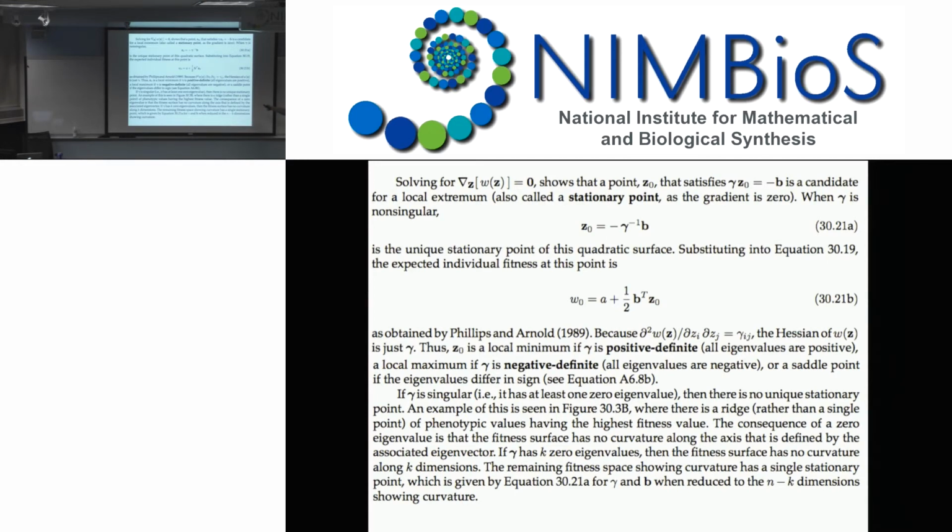And it depends upon the eigenvalues of this matrix here. If all the eigenvalues are positive, and just to remind you again, eigenvalues: I've got gamma times E equals lambda times E. So that's a matrix. If I have a direction, a vector, and I multiply it by the matrix, what I get out is a vector pointing in the same direction.